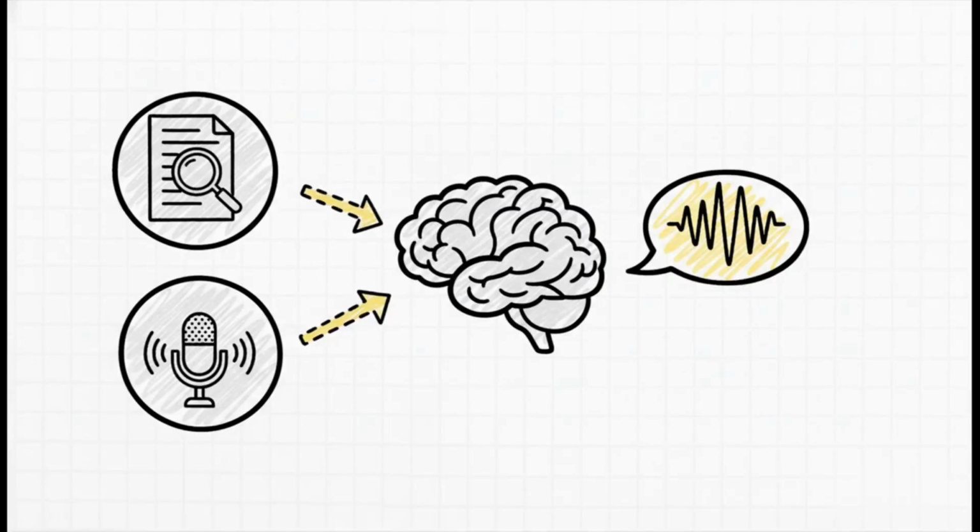Okay, so it can research and it can post. That's cool. But the big question is, how does it learn to sound like you instead of just some generic, boring AI?